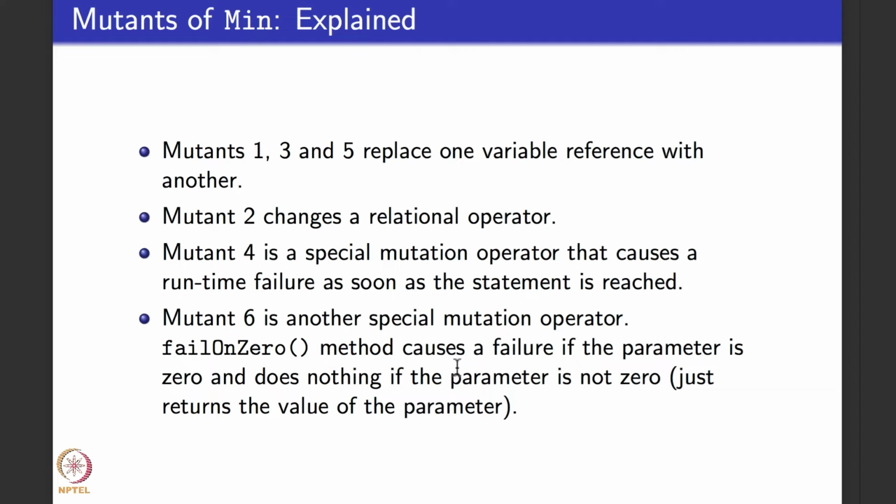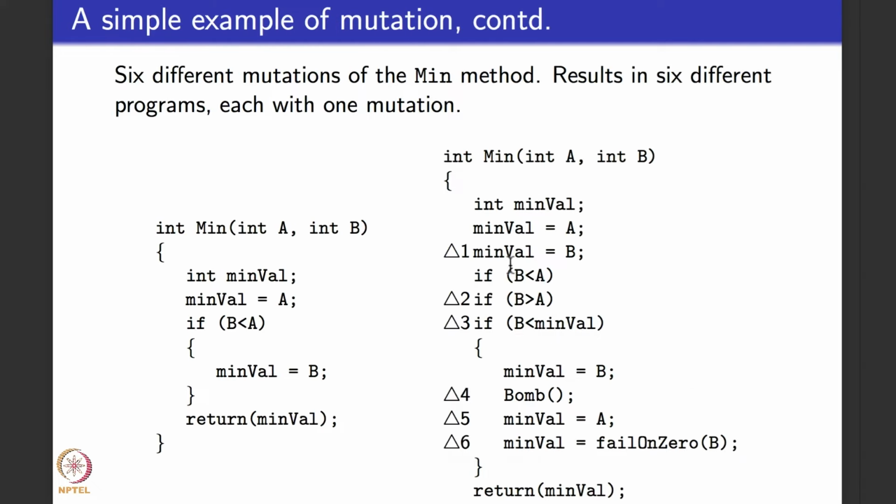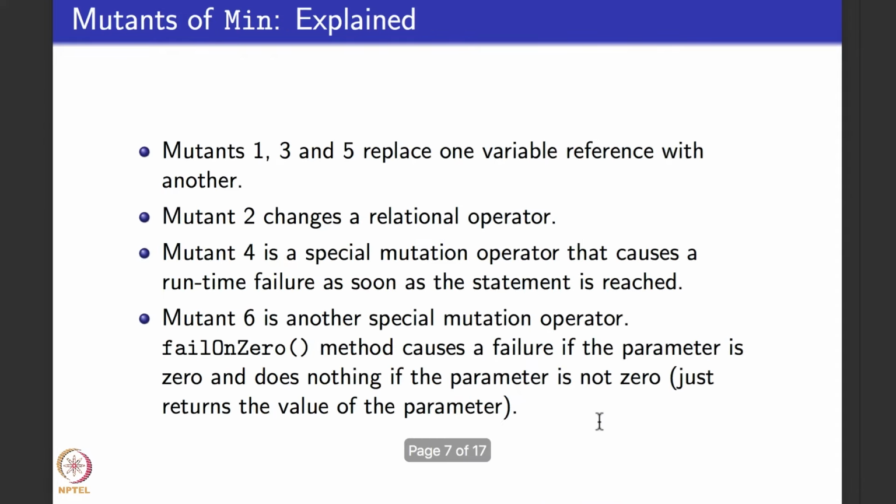Mutants 1, 3 and 5 are basically called variable reference mutants because they replace one variable reference for the other. Let's go back and see. Mutant 1 replaces a with b. Mutant 3 replaces a with min val. Mutant 5 replaces b with a. So it just changes the variable reference. Mutant 2 changes a relational operator. Let's see that.